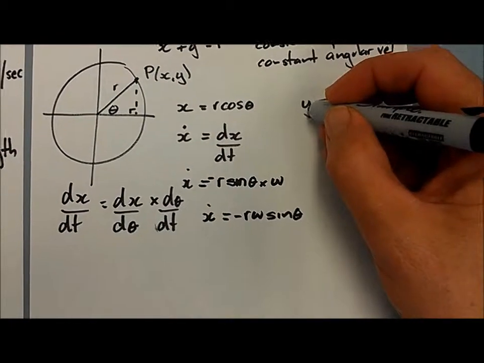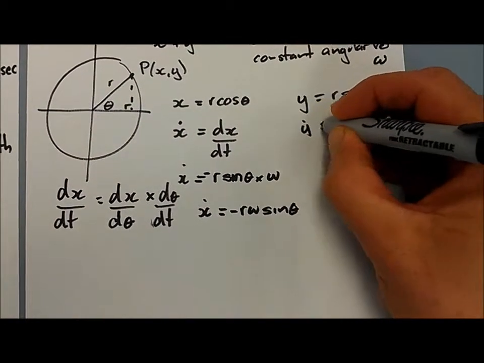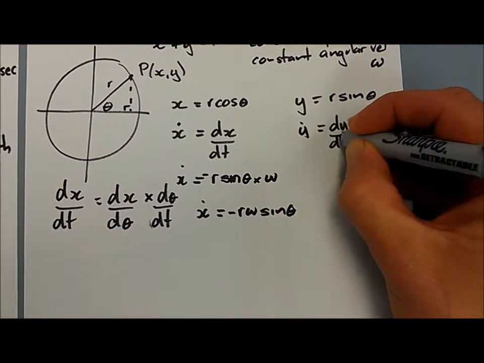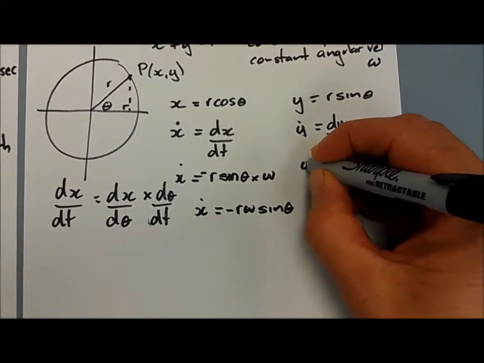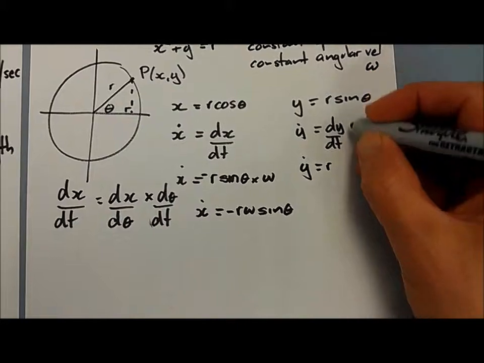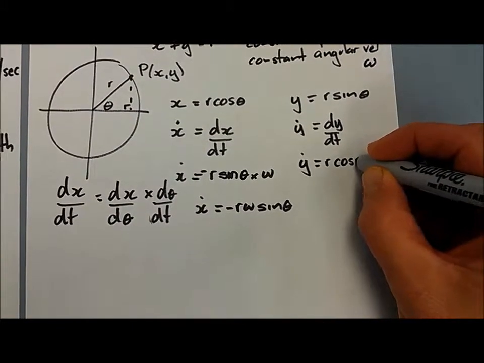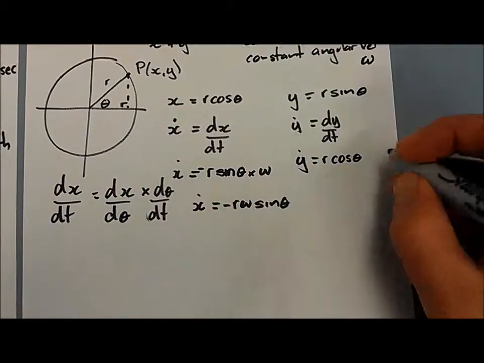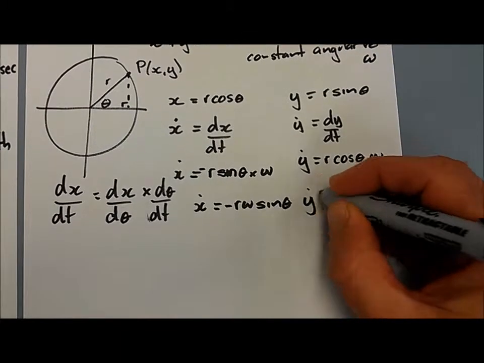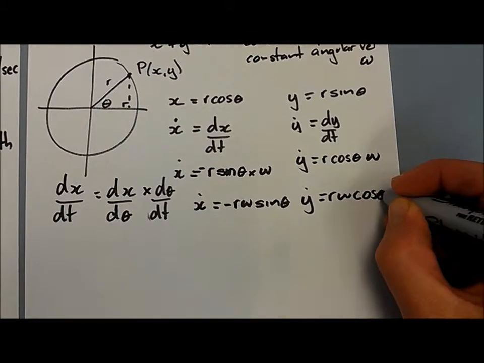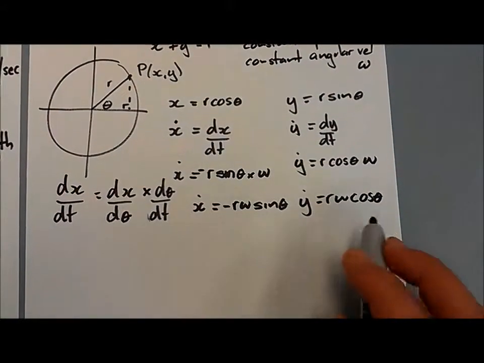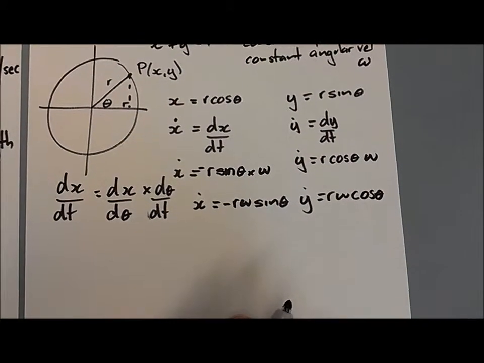Doing a similar thing with y, my y component of velocity will be equal to dy/dt. And again, using this chain rule, r is a constant, so y dot will equal r, derivative of sine is cos theta times d theta/dt, which is omega. A better way of writing that, r omega cos theta. X and y components of velocity.